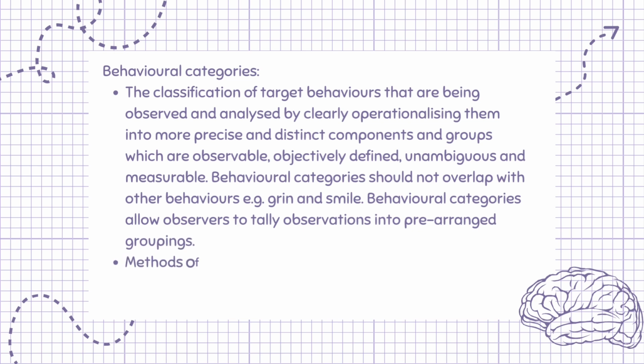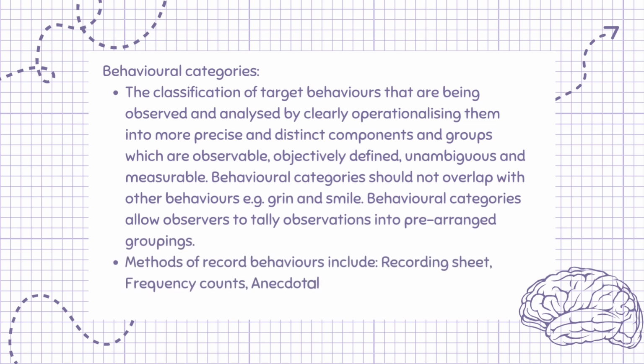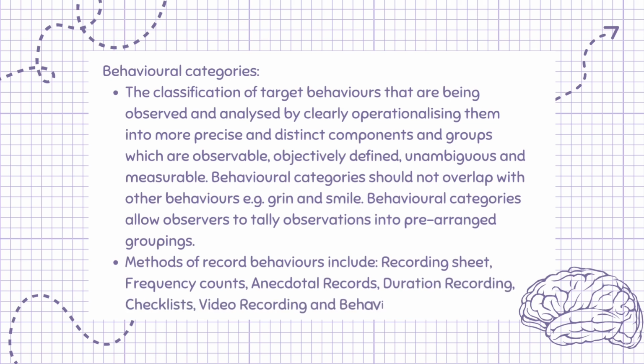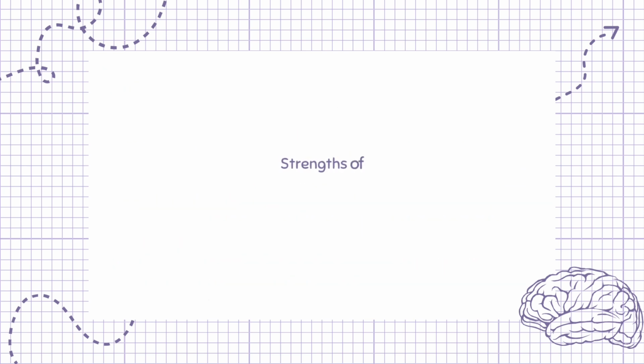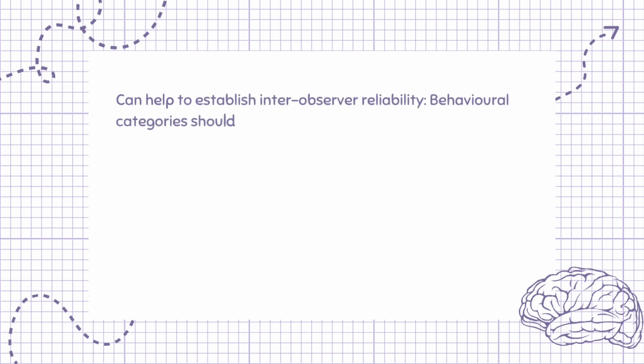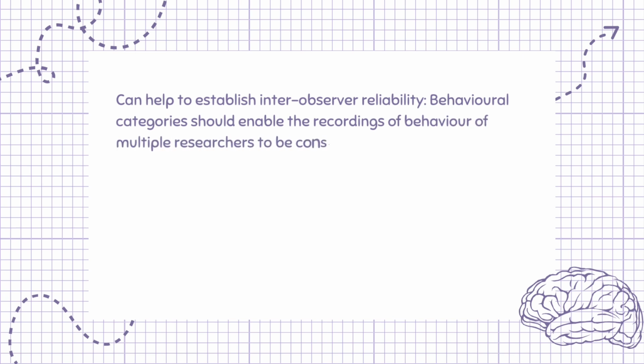Methods of recording behaviors include recording sheets, frequency counts, anecdotal records, duration recording, checklists, video recording, and behavioral journals. Strengths of behavioral categories. Can help to establish inter-observer reliability. Behavioral categories should enable the recordings of behavior of multiple researchers to be consistent.